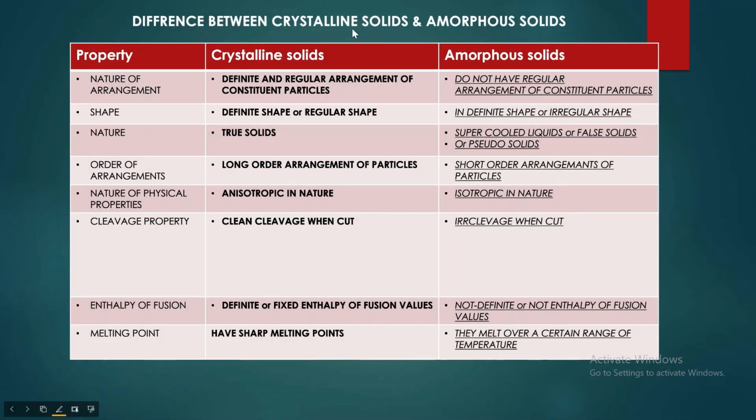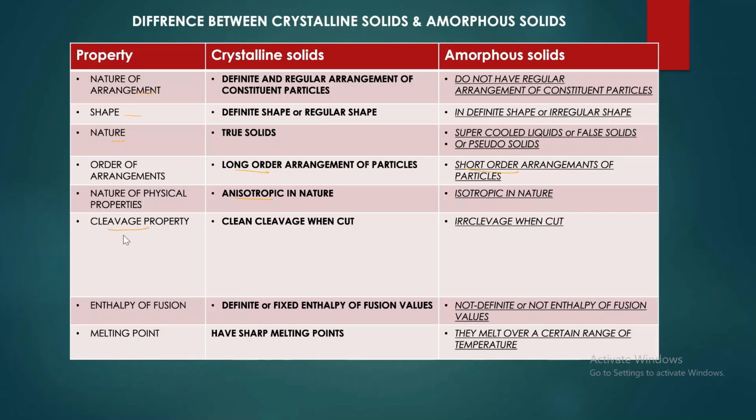Now some differences between crystalline solids and amorphous solids, as I have mentioned here: the nature of the solid, shape, and order of arrangement. Crystalline solids show long-range order in the arrangement of their particles, whereas amorphous solids show short-range order. The physical properties of crystalline solids are anisotropic in nature. What is anisotropic? The substance has different physical properties in different directions. But amorphous solids are isotropic, meaning the substance has the same physical properties in all directions.